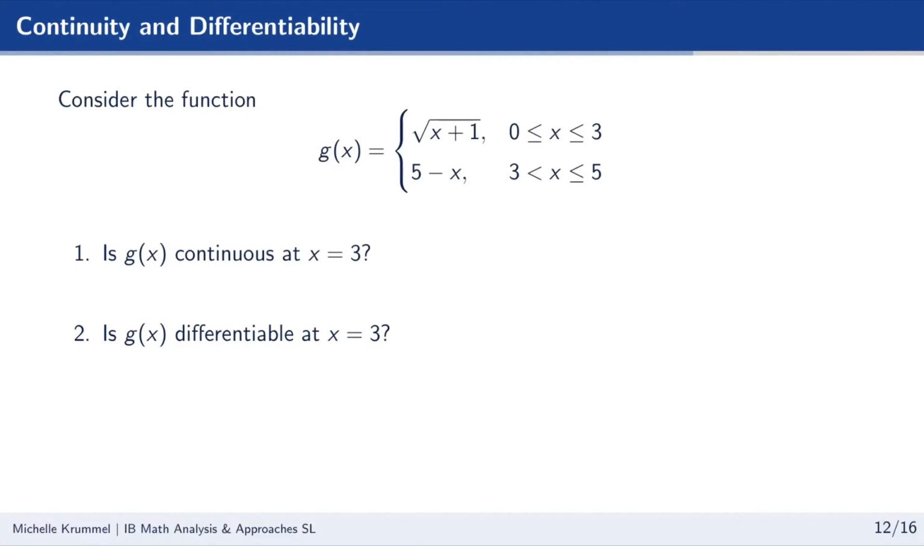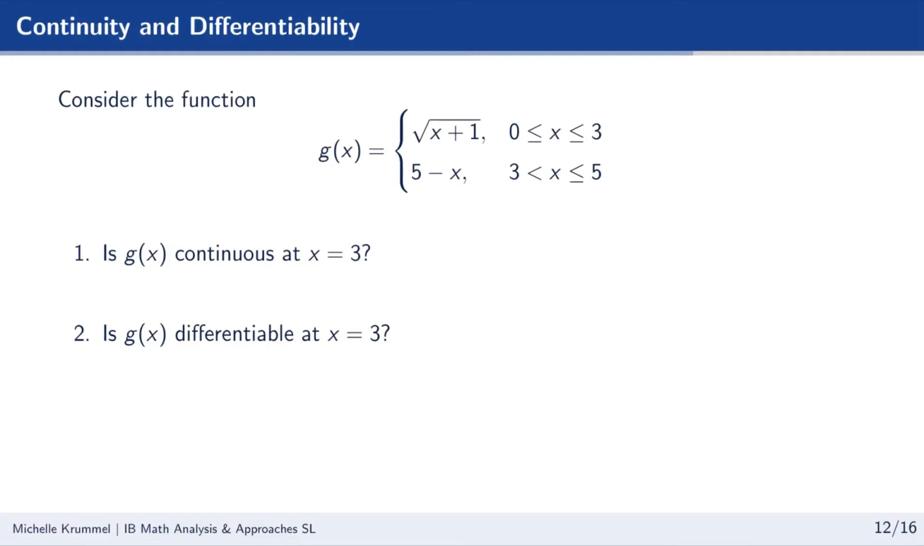Okay, so let's try some examples here. Consider the function g of x. This is a piecewise function. On the subdomain from 0 to 3, g of x equals the square root of x plus 1. On the subdomain from 3 to 5, not including 3, g of x equals 5 minus x. Is g of x continuous at x equals 3?